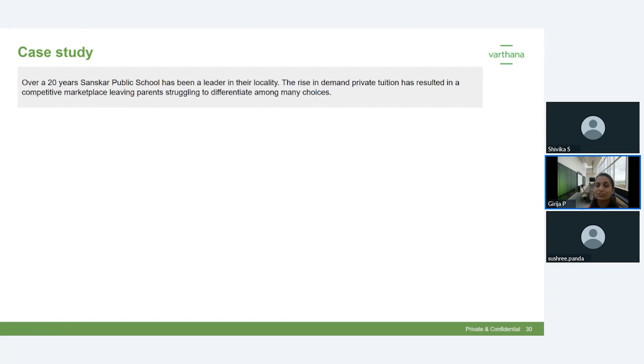Let's move ahead and see a case study of how we can do that. Here is a school, Sanskar Public School, which is 20 years old and was one of the leading schools in its locality. But now private tuition demand has risen, and they have seen a drop in enrollment, because parents are sending students to government schools, and if they want extra support, they send the student for private tuition. So how can Sanskar Public School design its marketing strategies?